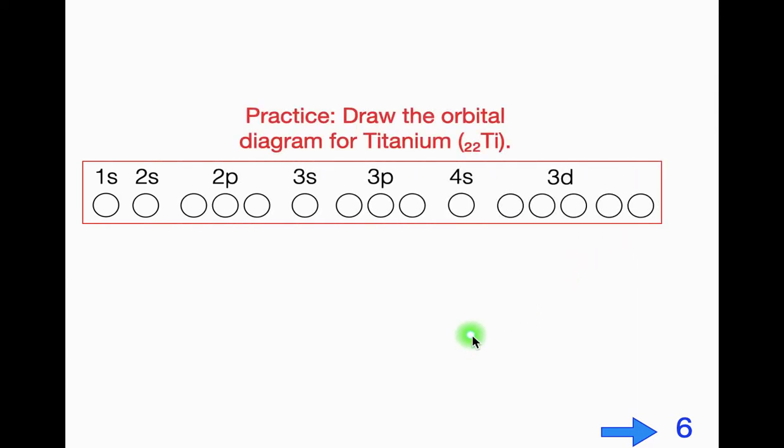Okay, so why don't you try it? Titanium is atomic number 22. So pause the video and see if you can correctly put in the slashes necessary to represent titanium's orbital diagram. 3, 2, 1. Okay, now let me do it.